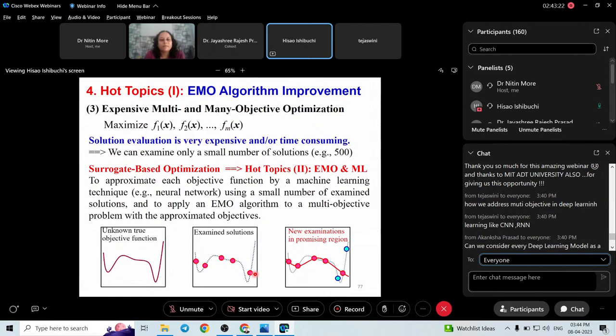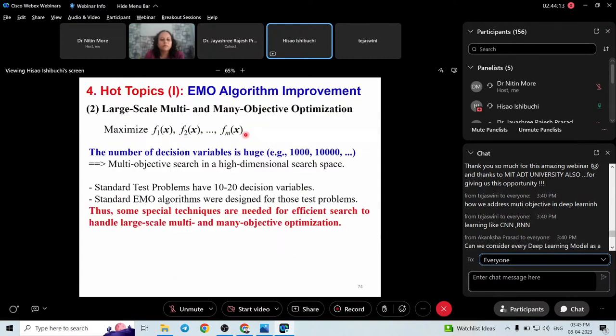Those points are used to approximate the function fi. In this manner, we can use a machine learning method, for example, a neural network, to approximate each objective. So now we can use those neural networks instead of evaluating each objective function value. The assumption is that the evaluation of each objective function value is expensive or time consuming. However, once we have a trained model, calculation of the output is very fast. So using those models, we can use a standard multi-objective evolutionary algorithm method.